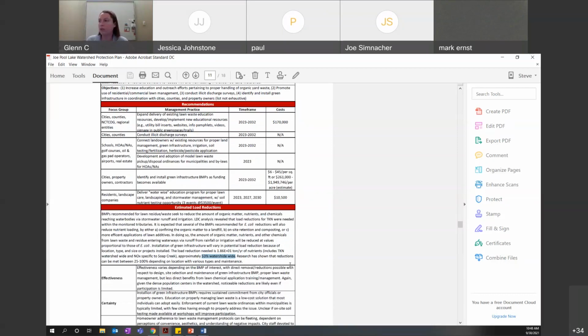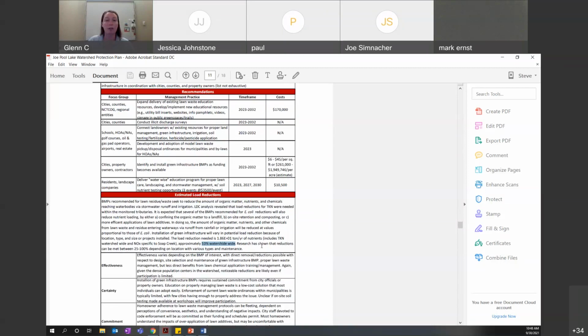So we plan to work on this, or include this as a top priority, since nutrients and E. coli coming from pet waste and lawn waste residue has been ranked as number one.